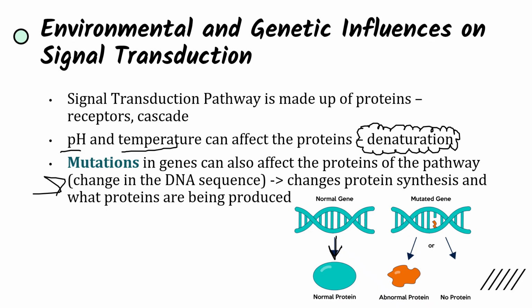But if it's a mutated gene and we have a substitution in the nucleotide, for instance, over here, then there could be a change in what protein is produced, or this could result in no protein being produced at all. And we'll talk more about mutations and protein synthesis in Unit 6. But for now, let's continue to inhibitors and activators.